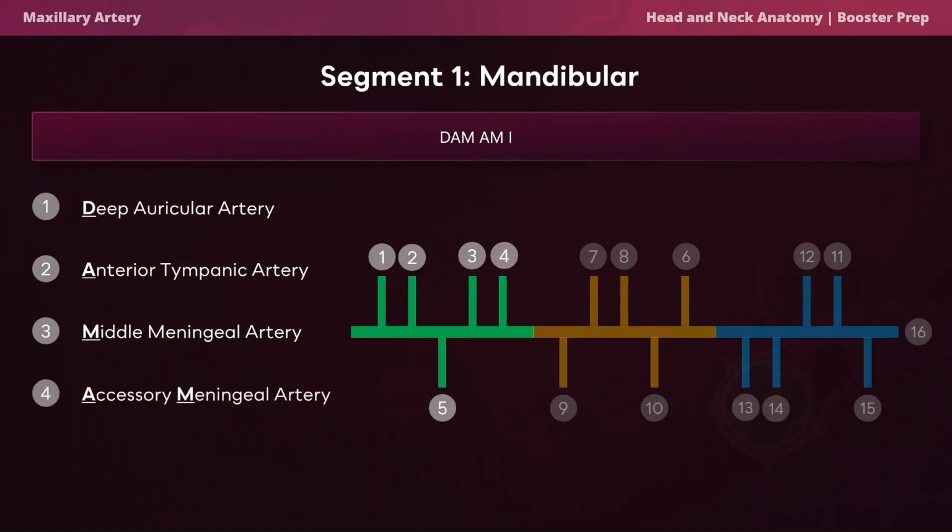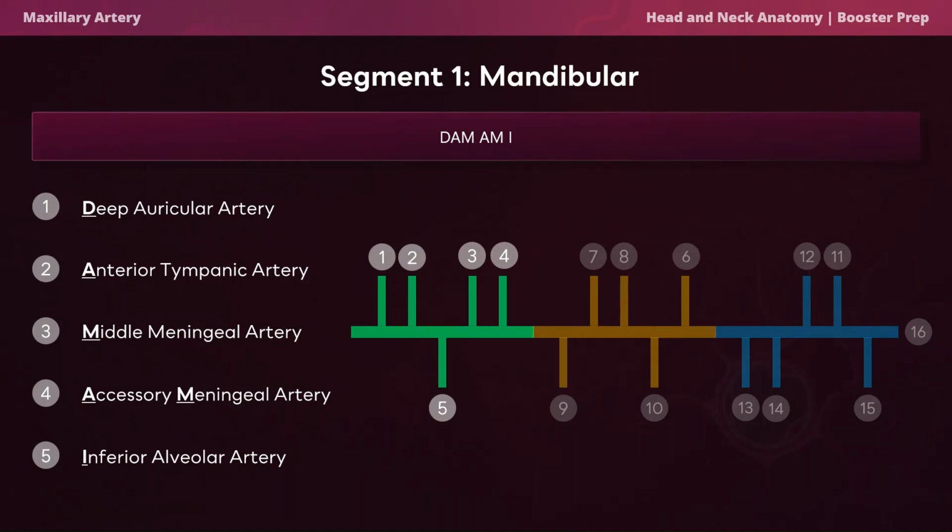The accessory meningeal artery supplies the dura mater as well as the structures within the infratemporal fossa, including parts of the trigeminal ganglion and adjacent muscles. Finally, the inferior alveolar artery supplies the mandibular teeth, the gingiva, the mylohyoid muscle, and the skin of the chin. This is via the mental artery, which is a terminal branch of the inferior alveolar artery.